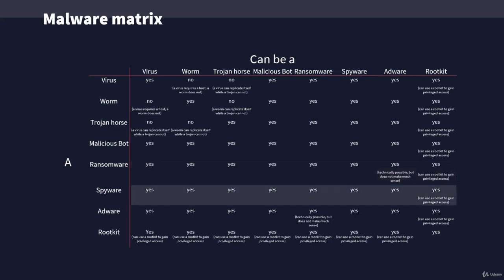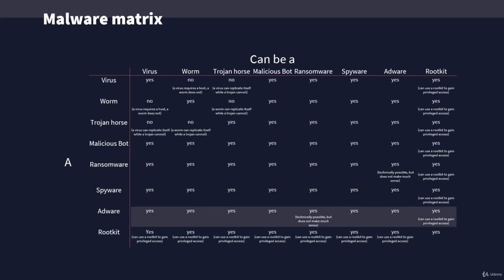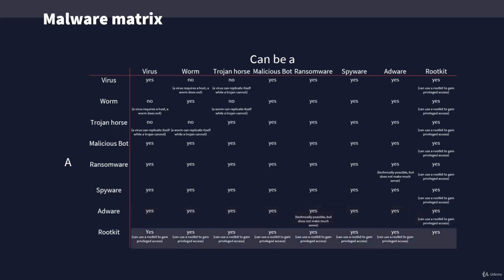Next, we have spyware, which can also be any other type of malware discussed today. After that, we have a look at adware. Similarly, it can be any other type of malware discussed today, with the note that for adware, it does not make much sense to also be ransomware. Last, we have the rootkit, which can be used by any other type of malware discussed today in order to gain privileged access and/or conceal the malware.